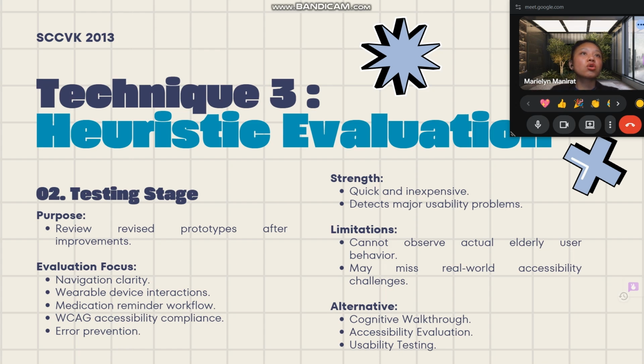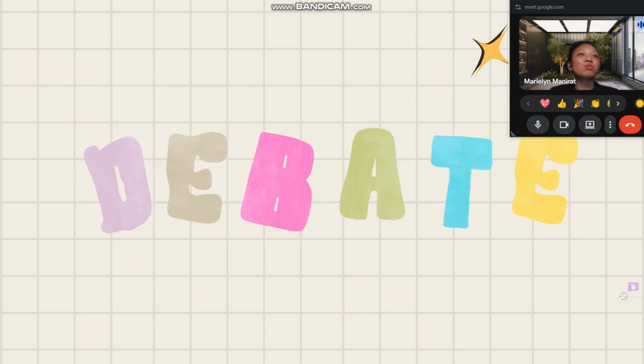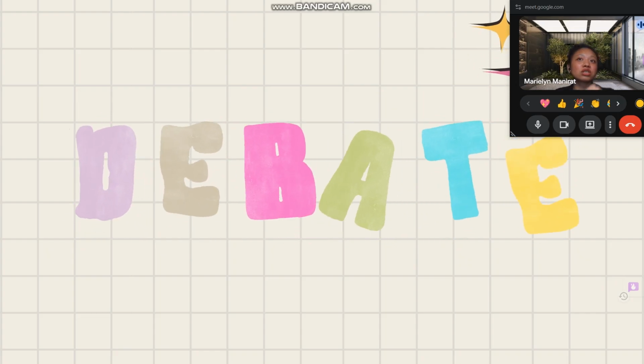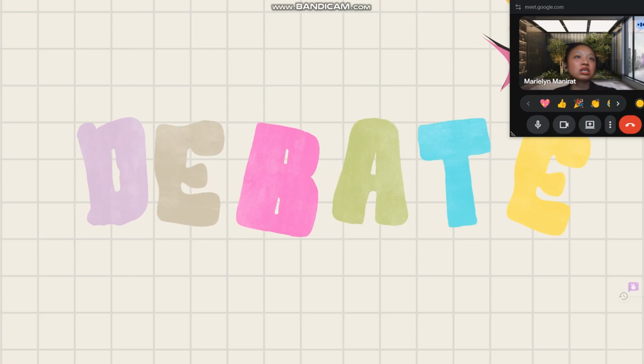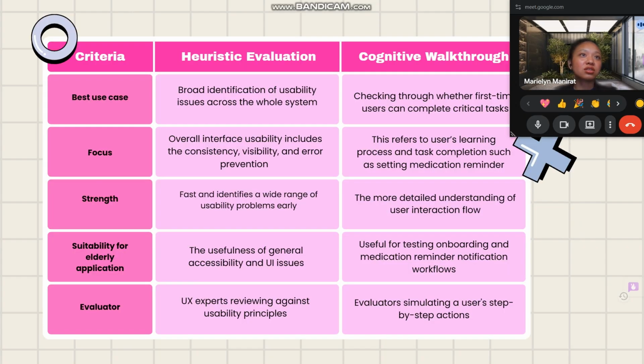So we're going through the debate. The debate that we use to justify this heuristic evaluation is the cognitive walkthrough. For the cognitive walkthrough, we have 5 different criteria, as you can see here. We'll start off with the first criteria, which is the best use case. Heuristic evaluation has a broader identification of usability issues across the whole system, while the cognitive walkthrough checks whether a first-time user can complete the critical task more efficiently.